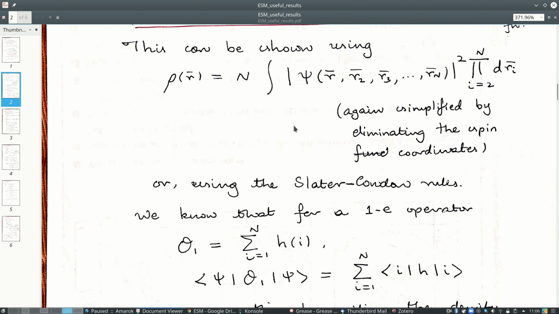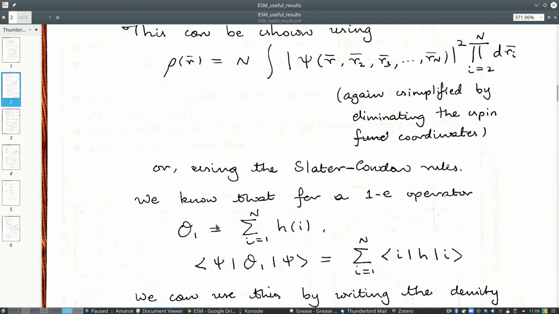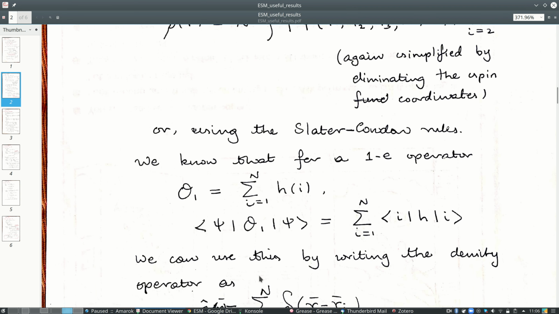Here let's use the Slater-Condon rules. We know that for a one-electron operator of the form O1 equal to the sum over i from 1 to n of one-electron operators h_i, we've seen this, the Slater-Condon rules state that the expectation value of O1 with a single determinant psi on both sides is equal to the sum over all electrons, i from 1 to n, of chi_i h chi_i, or in the short notation ⟨i|h|i⟩, and we often write this as just h_ii.